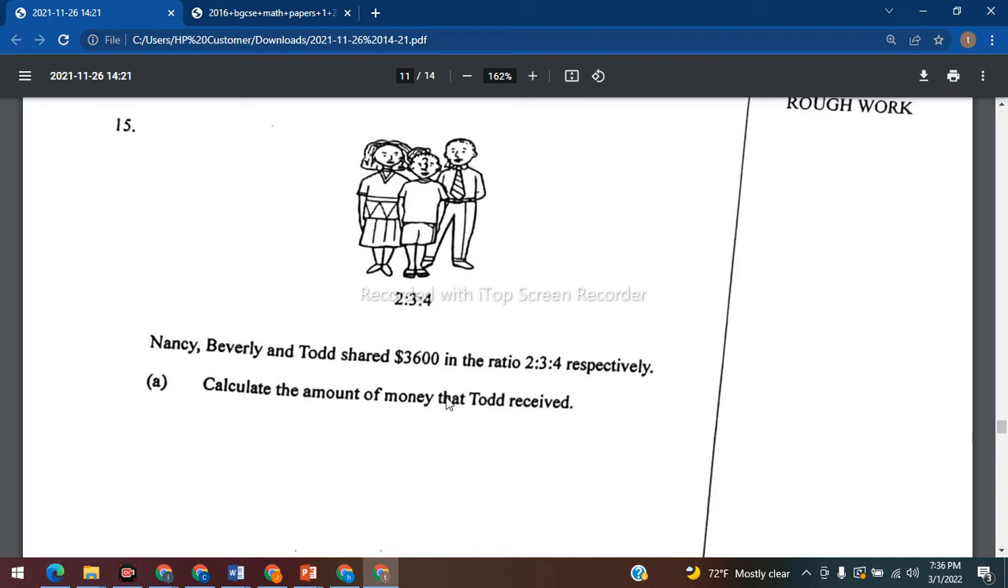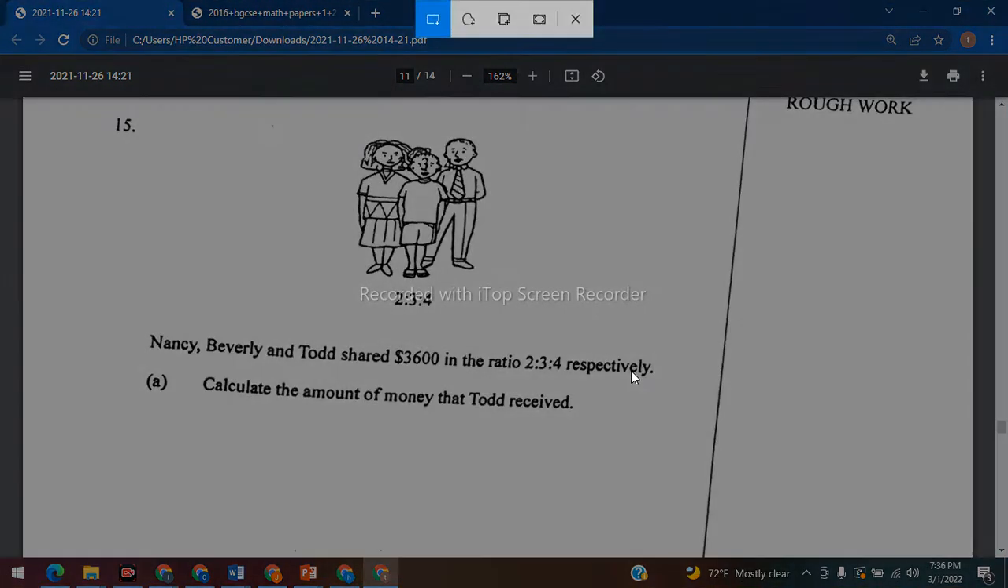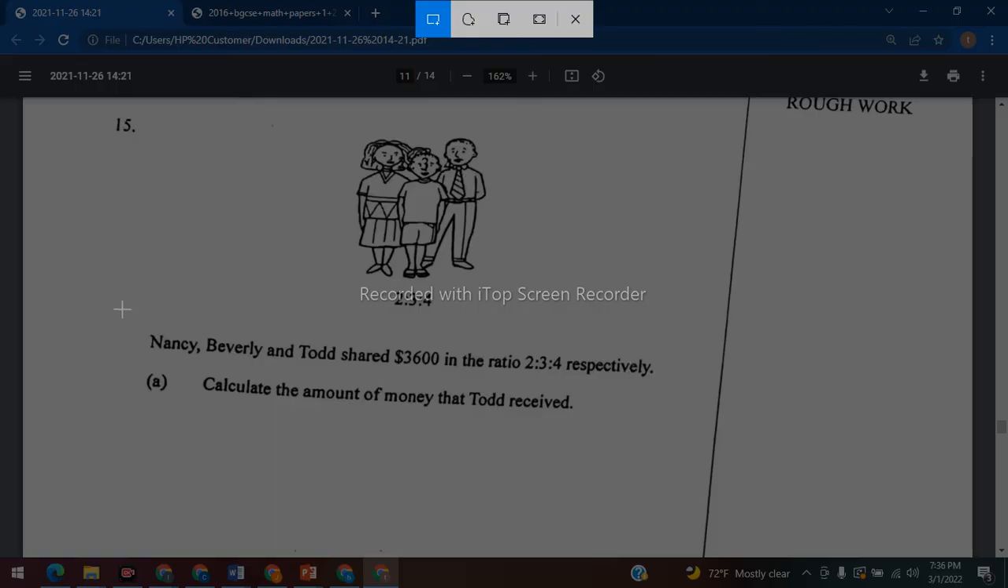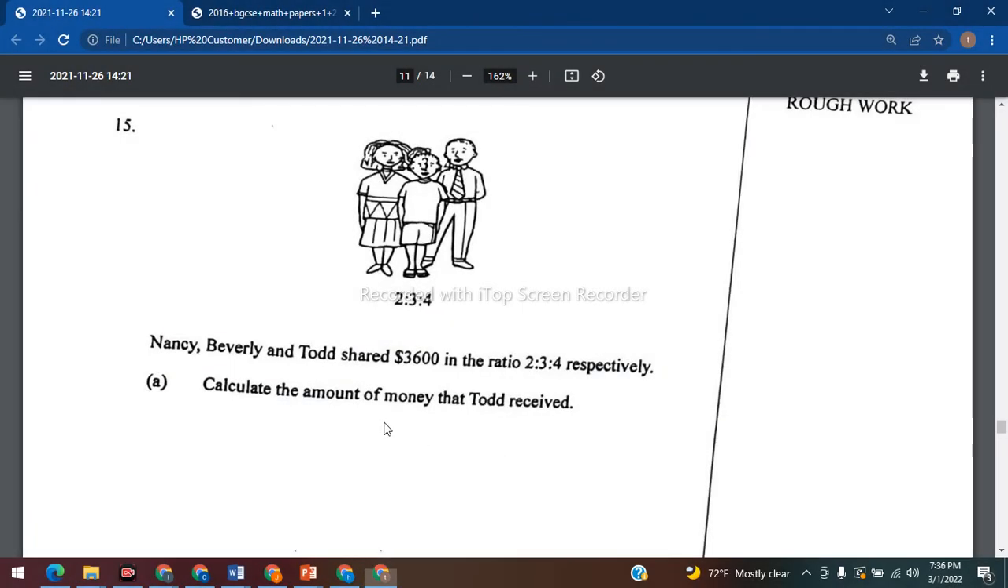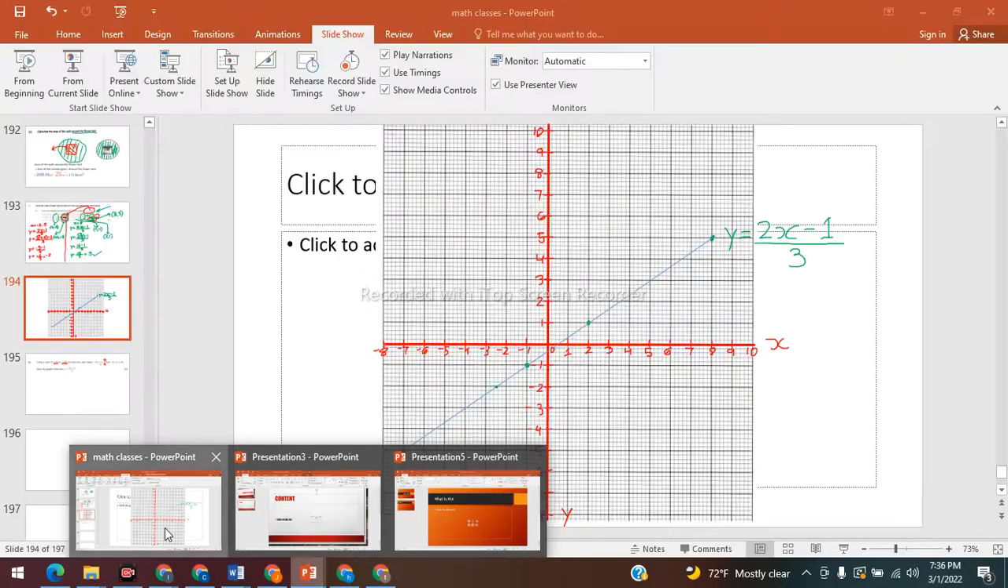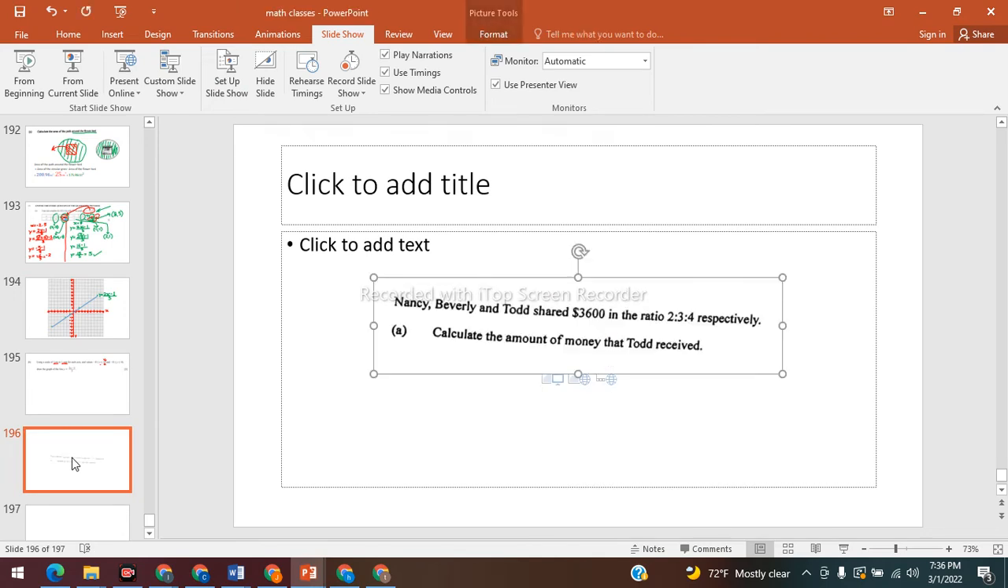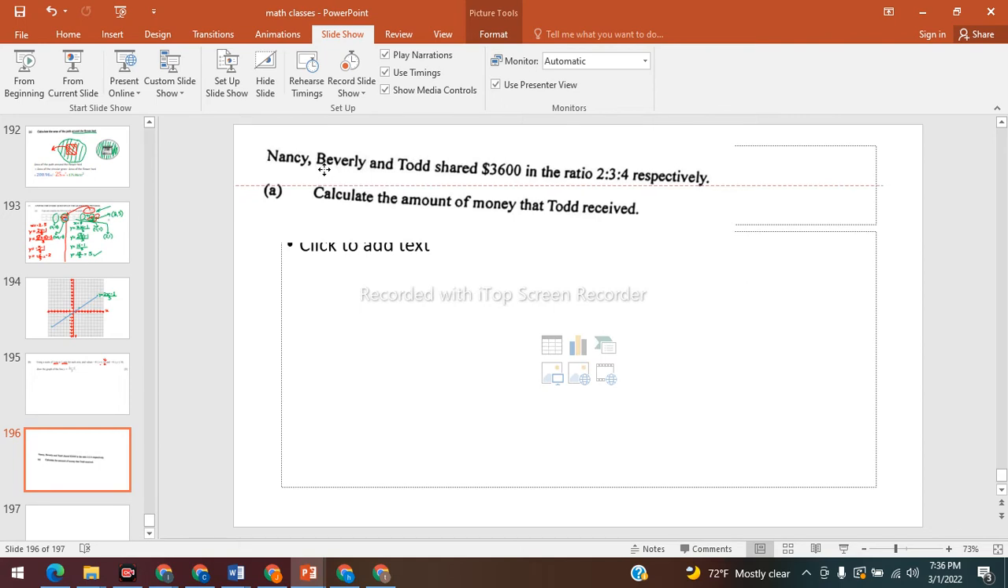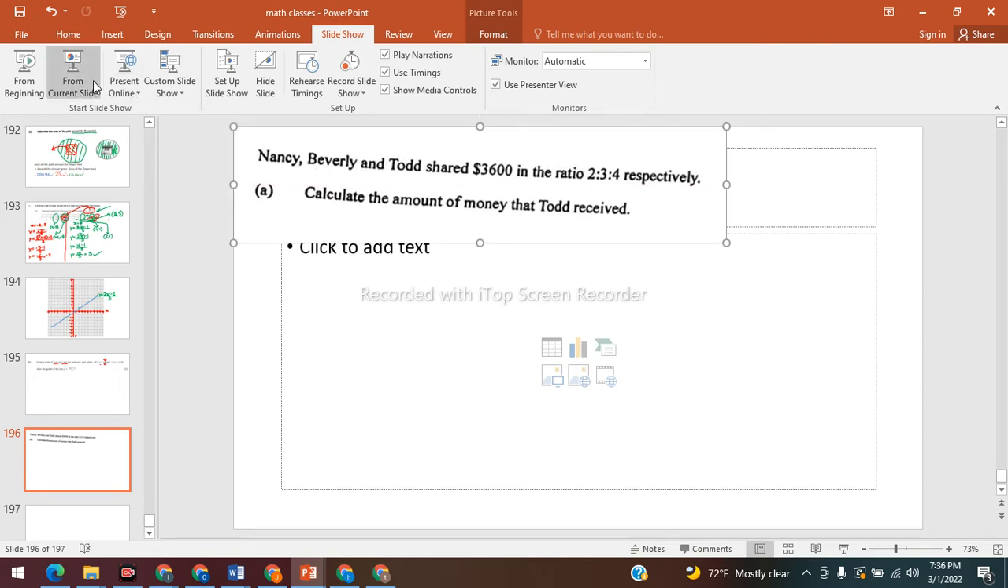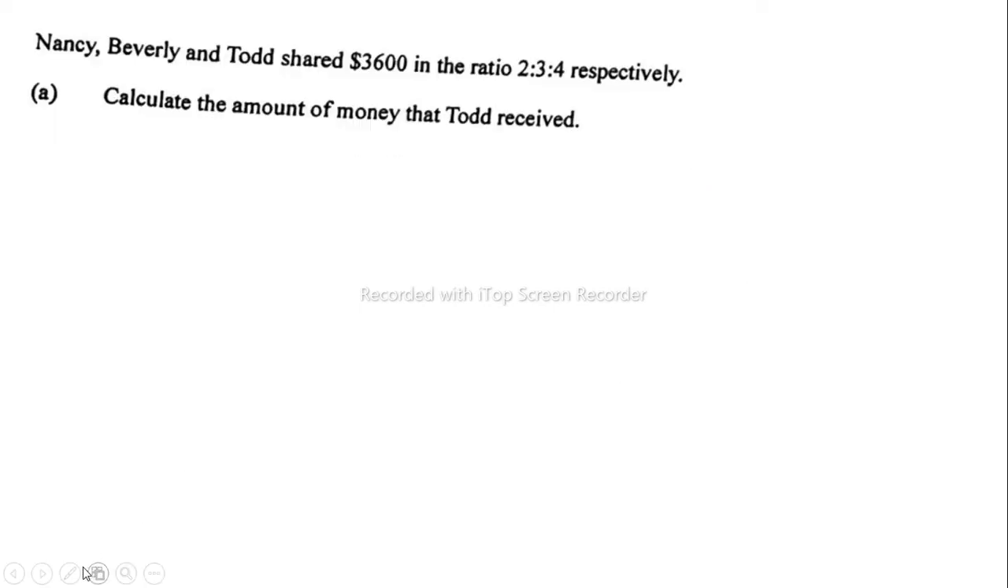Calculate the amount of money that Todd received. Okay, so Todd would be what? 4, right? When they say respectively, what do they mean? In the order of how they place it. Very good. In the order mentioned, right?